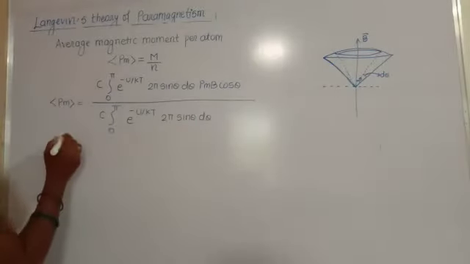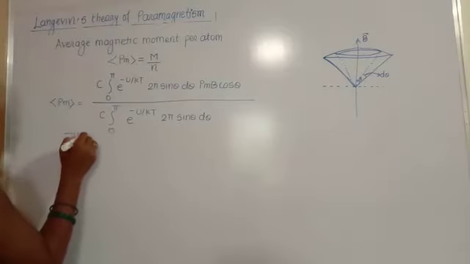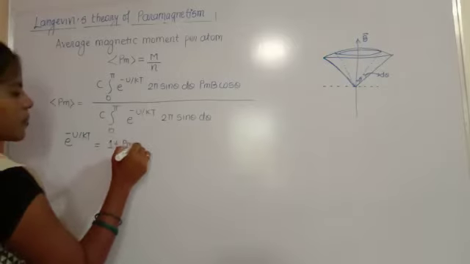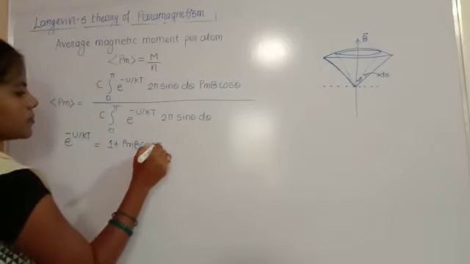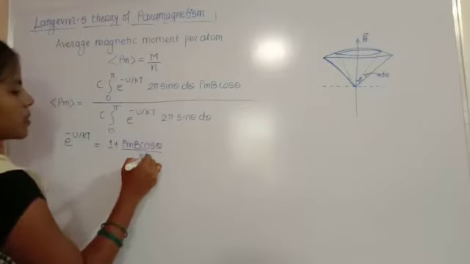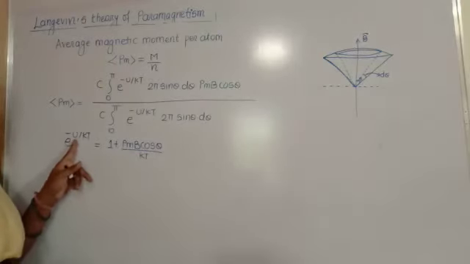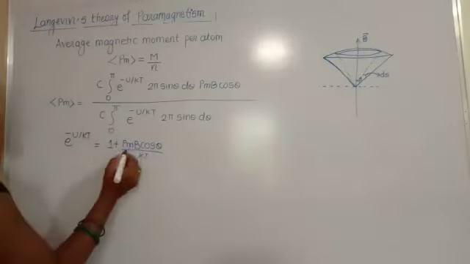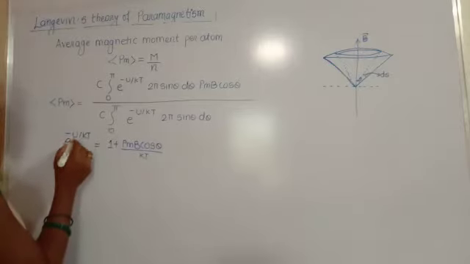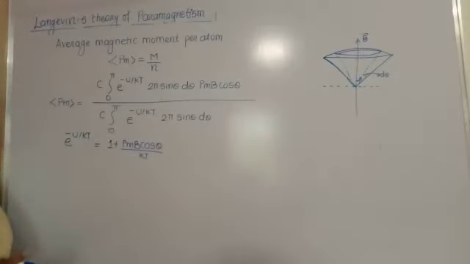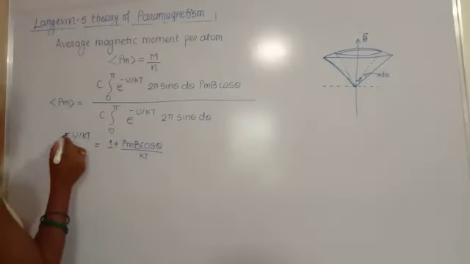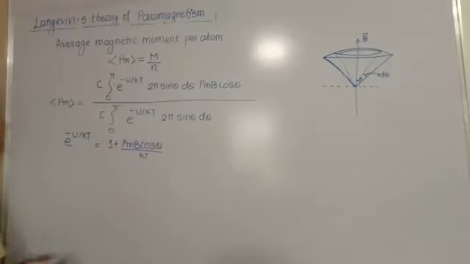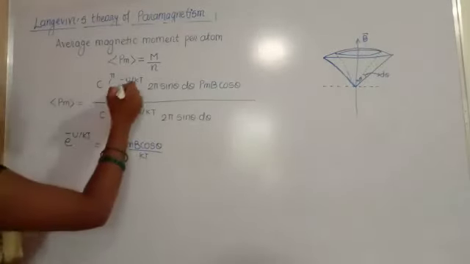So we have the value e to the power minus u by kT, where u is the potential energy of the atomic dipole, that is minus pm B cos theta. This ratio pm B cos theta by kT is very small, much less than 1, of the order of 10 to the power minus 2. So that's why e to the power minus u by kT can be written as 1 plus pm B cos theta by kT. So put this value in this equation, here and here.